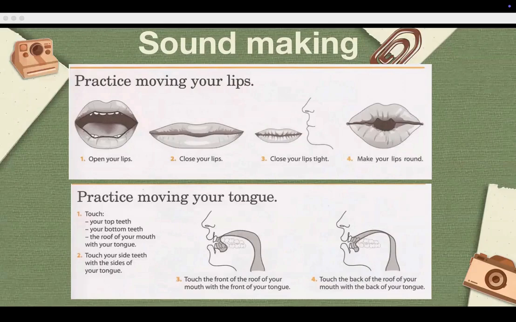And next one, you also need to practice moving your tongue. And also there are four steps to practice moving your tongue. The first one, you touch your top teeth, your bottom teeth, your roof of your mouth with your tongue. Step two, you touch your side teeth with the sides of your tongue. Number three, you touch the front of the roof of your mouth with the front of your tongue. And number four, you touch the back of the roof of your mouth with the back of your tongue. So you can look at this picture and practice moving your lips and moving your tongue.